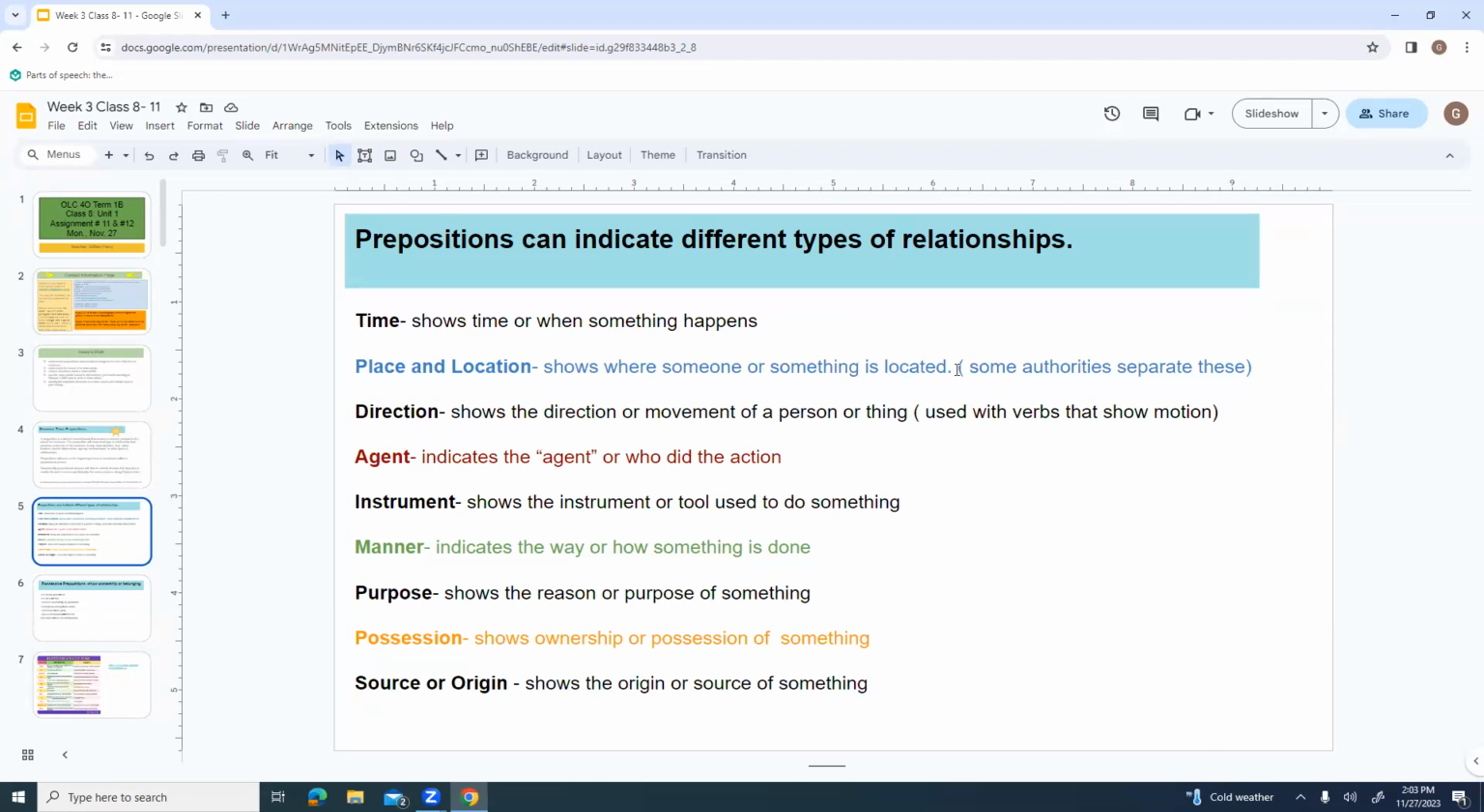Direction, that shows the direction or movement of a person or thing. Generally, you use this with verbs that show motion, like jump up or drive north or that kind of thing. Agent indicates who is the agent or who did the action. Instrument will show the instrument or tool used to do something. Manner will indicate the way or how something's being done. Purpose will show the reason or the purpose of something. And possession shows ownership or possession of something. Source or origin will show where something came from or the source of it.